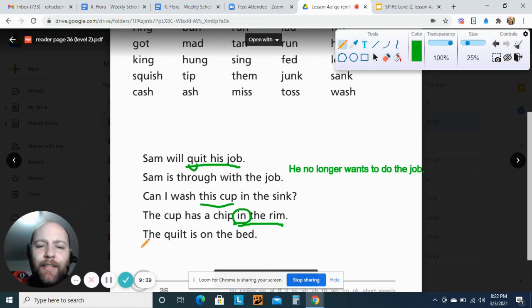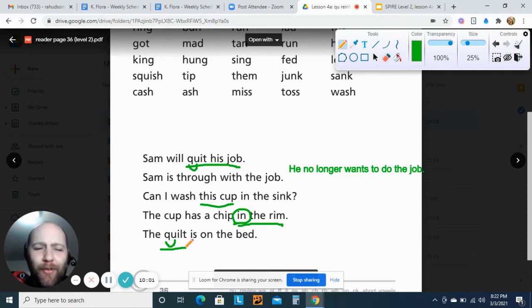All right, the next sentence, go ahead and read this silently. Pause the video here. Now that you're back, let's read it together. I'm gonna go ahead and put a smiley face on the QU because I know that's a key word, a quilt, right? The quilt is on the bed. All right, last question. What is on the bed? That's right, it's the quilt.